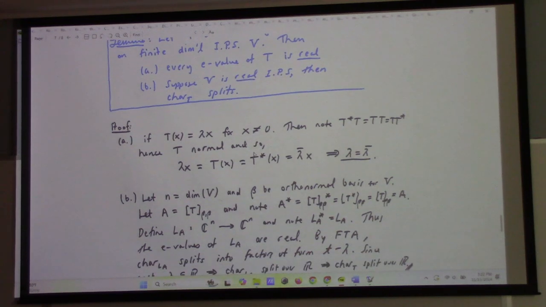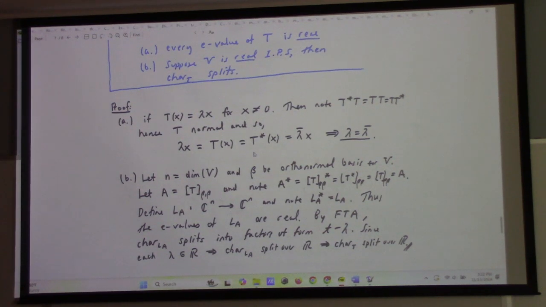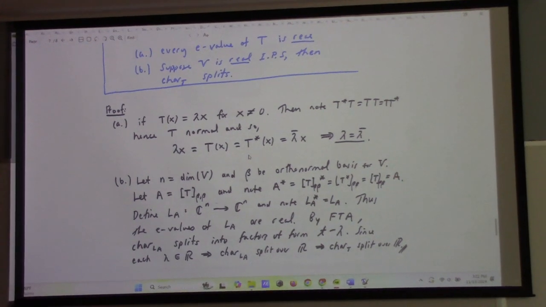And proving that it splits, here's a proof of that. If we have an n-dimensional vector space with an orthonormal basis, we can let A be the matrix of T with respect to said basis. Then the adjoint of A is the adjoint of the matrix of T, which is, by the way, the matrix of the adjoint. Remember that? But T is self-adjoint, so the adjoint is equal to T, and that's A. So we have A star is equal to A. So A is self-adjoint. And if we were to define left multiplication by A on Cn, then that would be a self-adjoint operator.